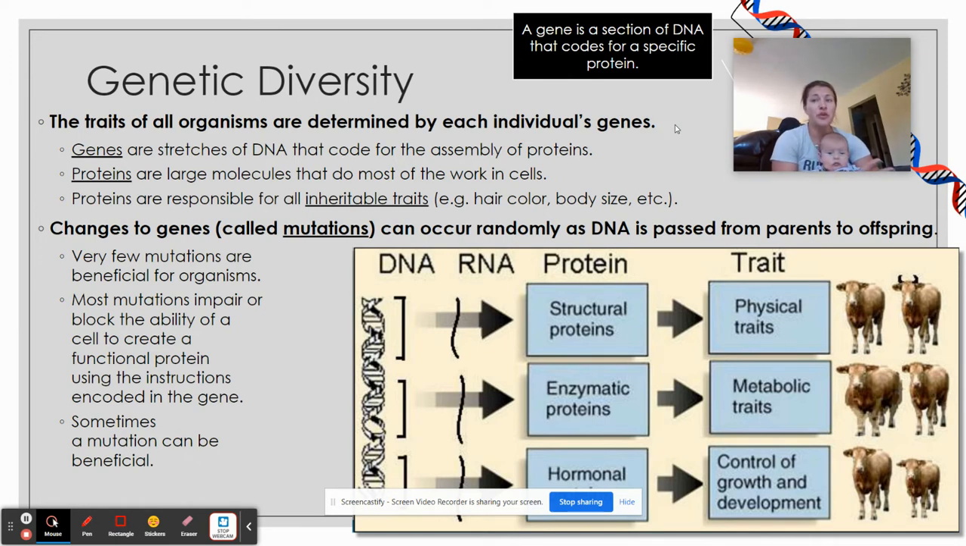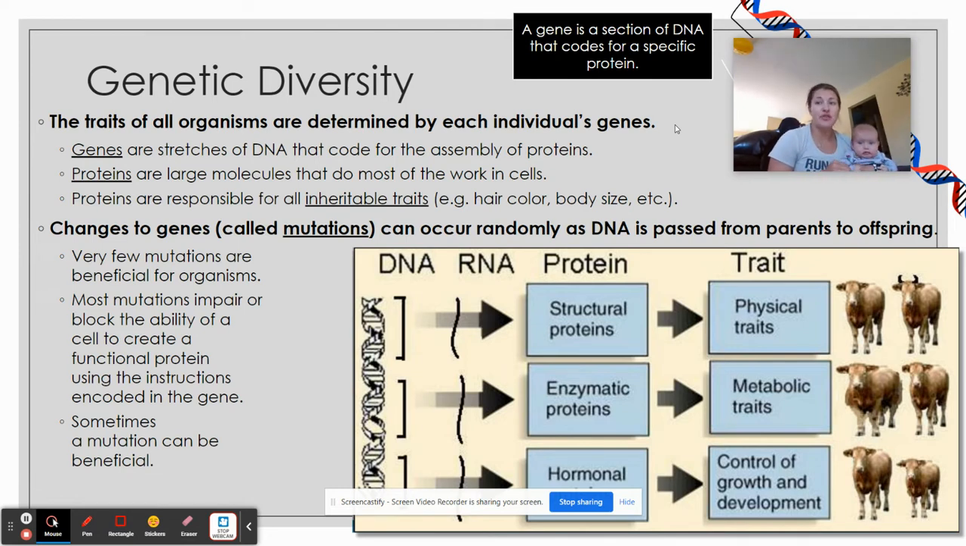So, a little bit of a review of regular bio. In your DNA, we have genes, and those genes code to make proteins. Proteins are those large molecules in your body that do stuff and make stuff. Proteins make up enzymes, your hair structure, your eye structure, they make up everything in your body. And those proteins are responsible for inheritable traits such as hair color, body size, all of that stuff that I have listed down there.